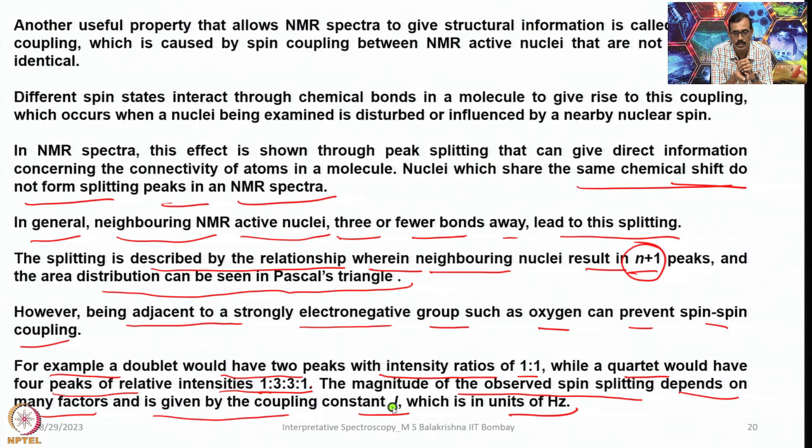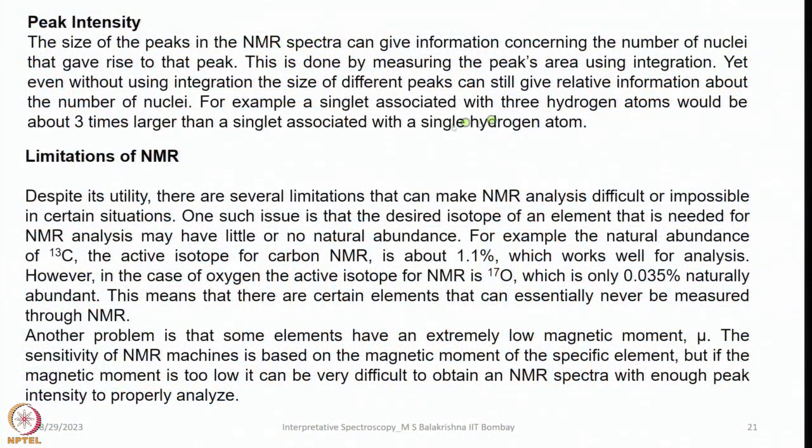The magnitude of the observed spin splitting depends on many factors and is given by the coupling constant J, which is in units of Hertz. So when we see this triplet, quartet or doublet, the spacing between the two lines we call the coupling constant J. It is always represented in units of Hertz. Also, we get information about peak intensity. The size of the peaks in the NMR spectrum can give information concerning the number of nuclei that give rise to that peak. This is done by measuring the peak area using integration.